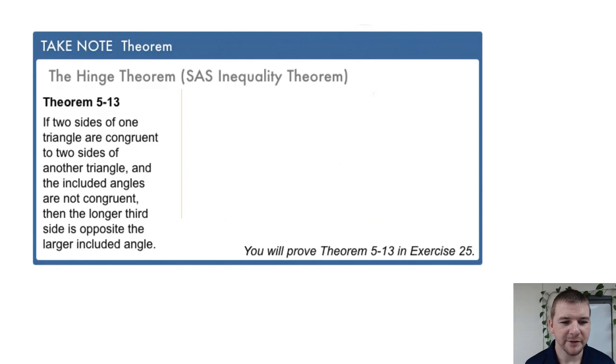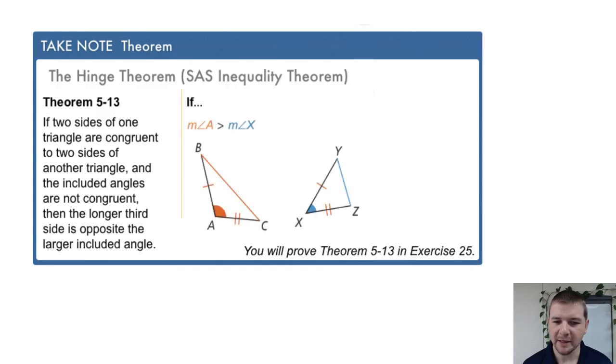It states, if two sides of one triangle are congruent to two sides of another triangle, and the included angles are not congruent, then the longer third side is opposite the larger included angle. So if, in this diagram, the measure of angle A is greater than the measure of angle X, then BC is greater than YZ.